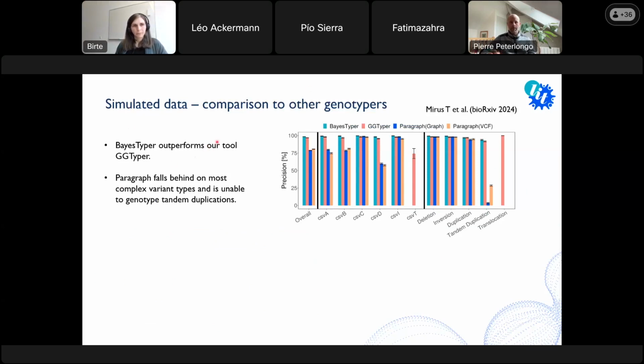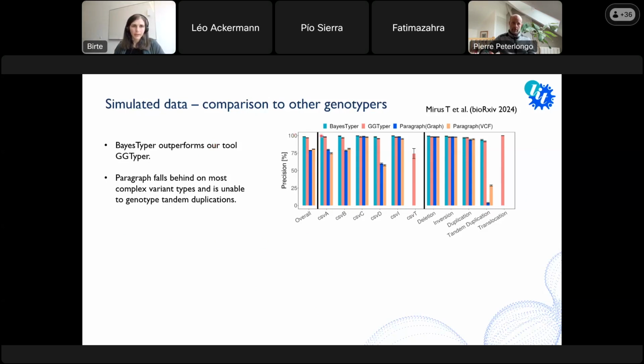When going to the comparison to the other tools, we used BayesTyper and Paragraph. These were two methods which supported complex structural variants, although they have not been systematically tested on those variants, and they don't require a graph alignment. So we started out with linear reference genome alignments.